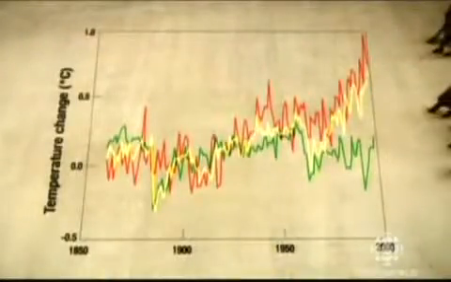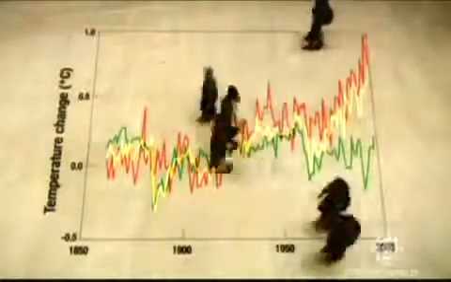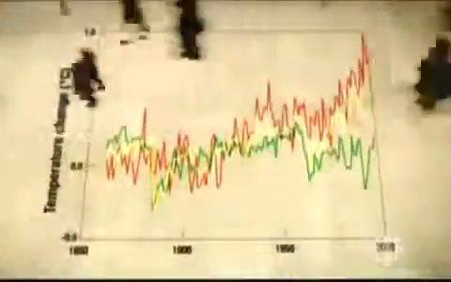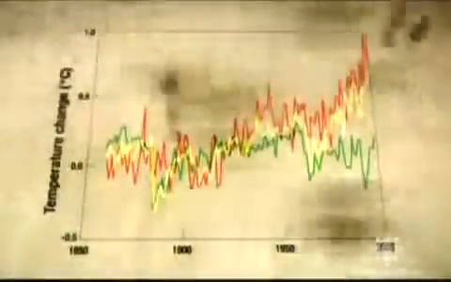If you look at the green line of natural variability, it's clear that without the action of human beings, there would have been far less temperature change since the 1970s.